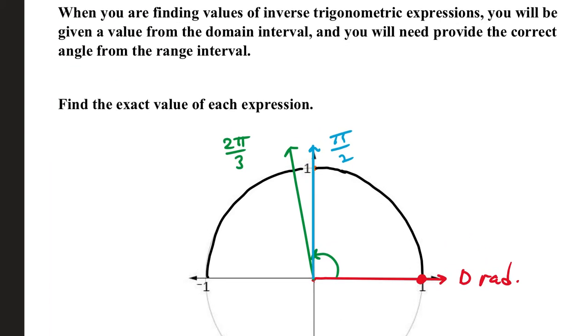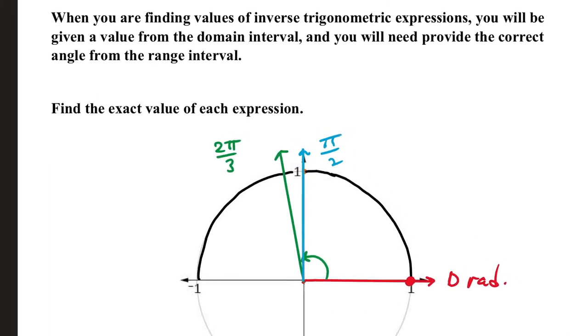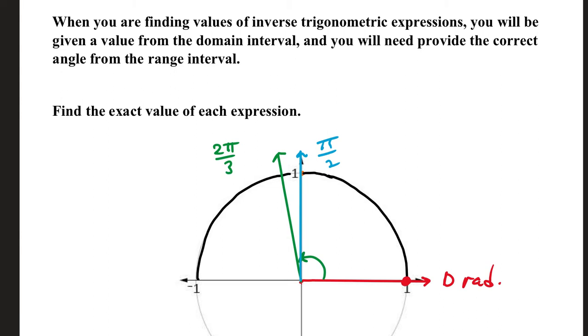When you're finding values of inverse trig expressions, you'll be given a value from the domain's interval, and you will need to provide the correct angle from the interval of the range. So let's use the unit circle to find the exact value of each expression. As we go through here, I'll remind you of the domain and range. For sine and cosine inverses, the domain is -1 to 1. The angle that you report is where you have to be careful.